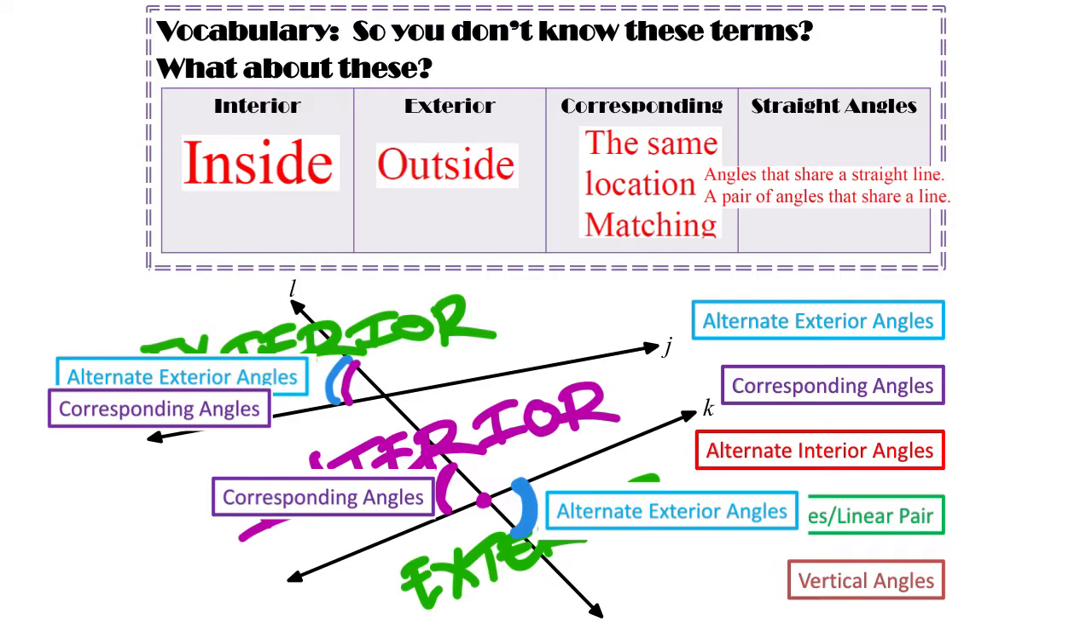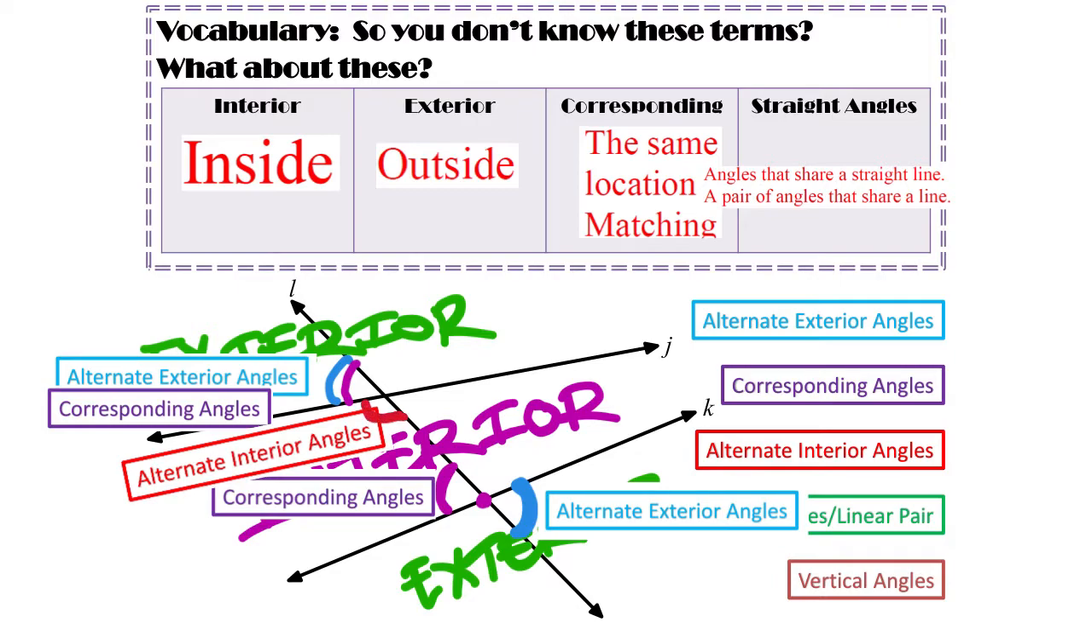Alternate interior angles. Of course, they have to be interior. So let's just identify one of the interiors, and then we'll find its alternate interior. I'll mark this angle. I'm looking at this one right here, okay?